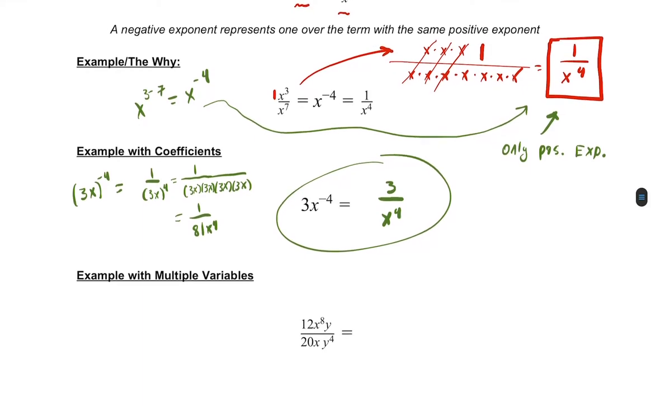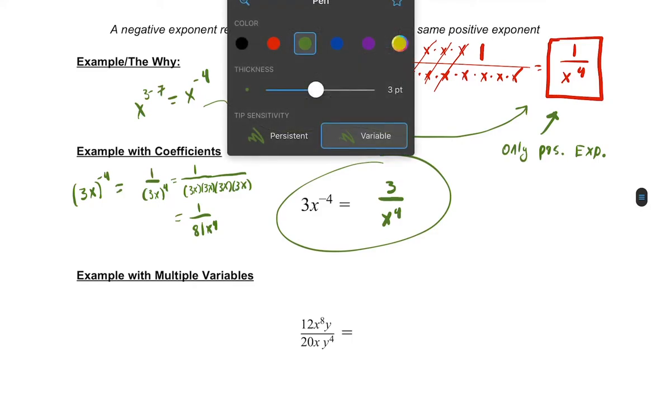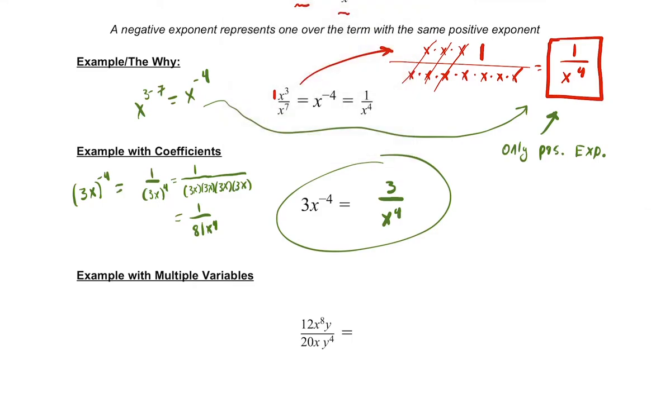Okay, so just real quick here, here's an example from Delta Math. If we had 12x to the 8th y over 20x y to the fourth, 12 over 20, right? You can either do this in the same one or you can try and break it up here. 12 over 20, well, 4 goes into both of those. This is 4 times 3 over 4 times 5. So this is 3/5. So we'd have 3 over 5, and we would just fill in. X to the 8th over x, we would have x to the 8 minus 1, we'd have x to the 7th. Y over y to the fourth.